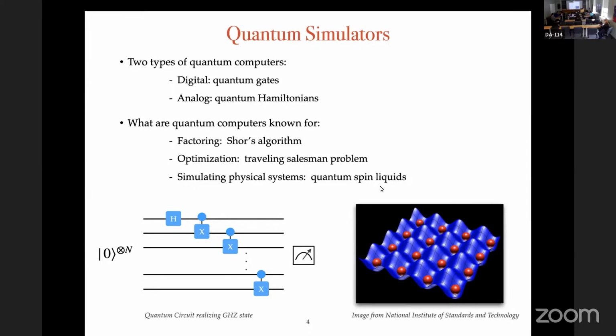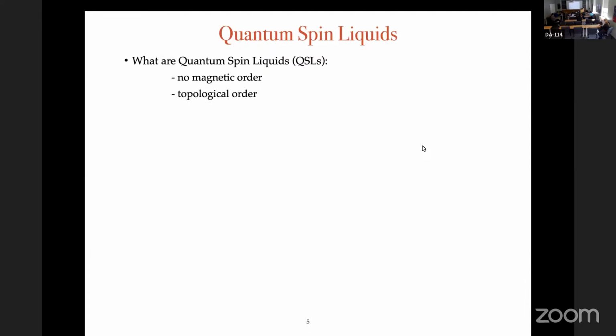But for us physicists, the most interesting perspective of quantum computers is probably to simulate very complex physical systems that are very hard to simulate on classical computers, for example, quantum spin liquids. So what are quantum spin liquids? In general, people know them as states whose ground state does not have any magnetic order. But that's not enough, because there are plenty of states that do not have magnetic order in the ground state. On top of that, their ground state also displays topological order.